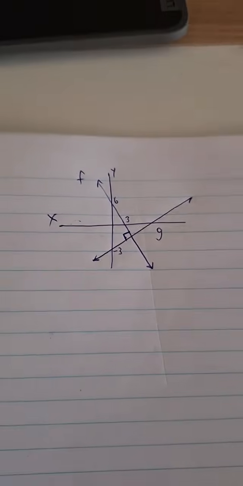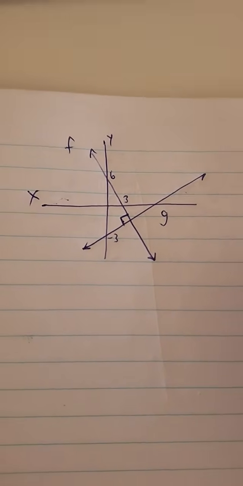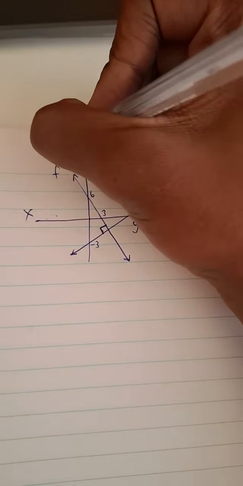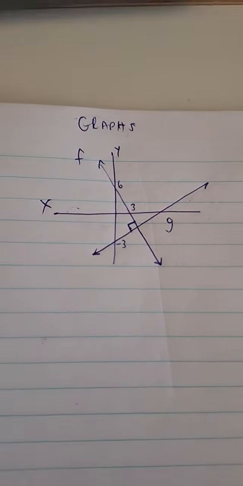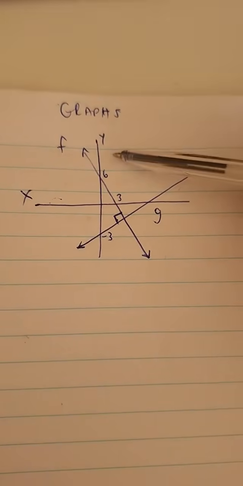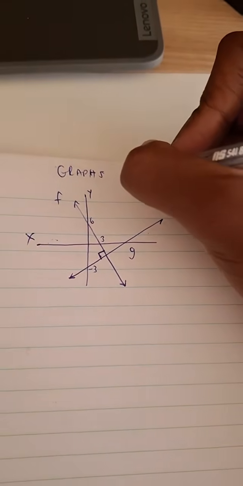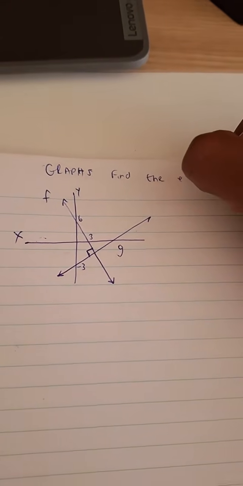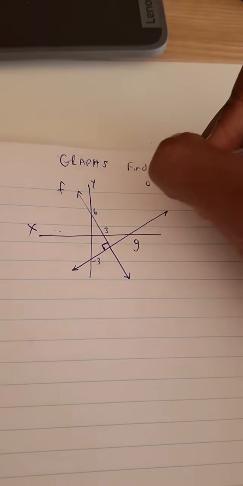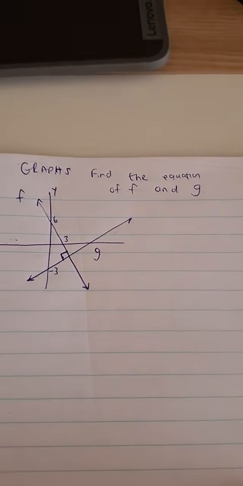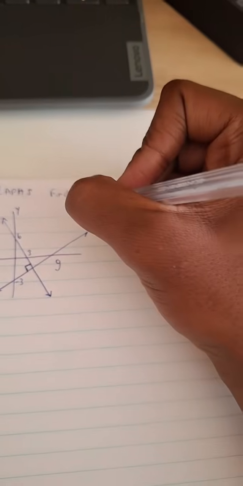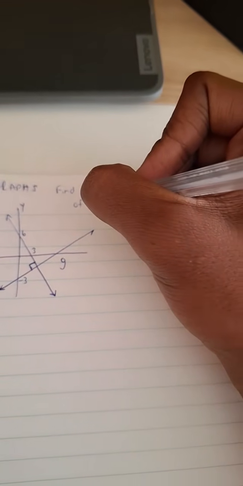So let me just remove this now. Hopefully we can see it. So here is the question that we are talking about. We are looking at graphs, okay? And we are looking specifically at this question. This question is saying, find the equation of f and g.